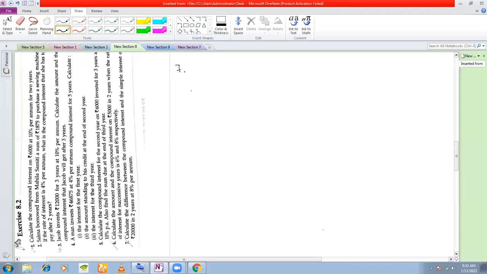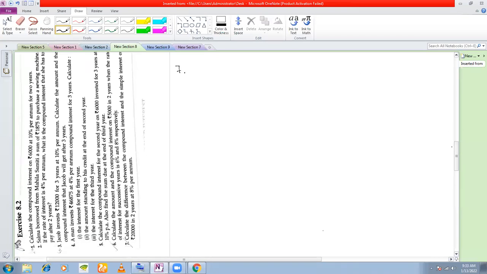Calculate the difference between compound interest and simple interest on 20,000 in 2 years at 8%. So the question is, suppose that this 20,000 rupees they have given, one friend of yours has invested at simple interest, at 8% for 2 years. But you, with the same 20,000, invested at compound interest for 2 years instead of simple interest.